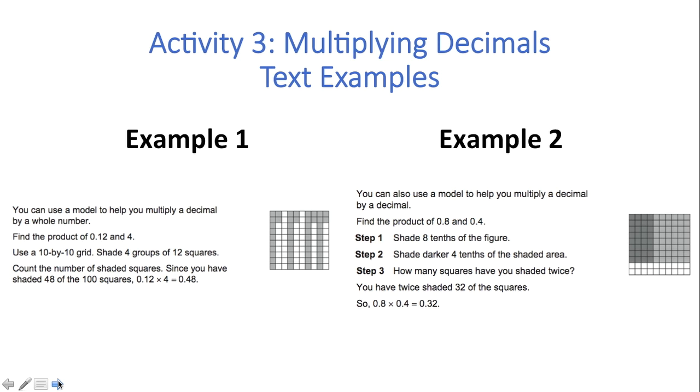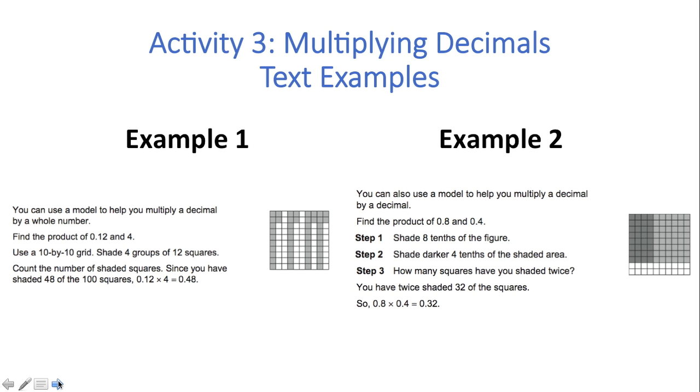You can also use a model to help you multiply a decimal by a whole number. Notice in the model for example 1, they shaded 4 groups of 12 blocks, where each block represented 1/100th. Then, they simply counted to find the total would be 48/100ths.